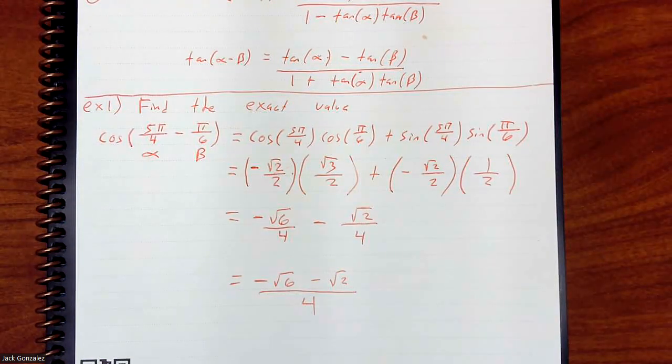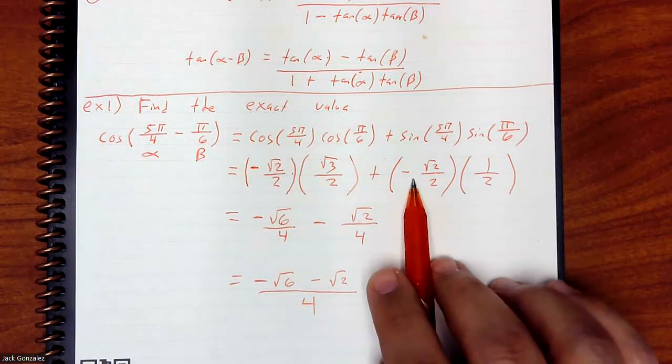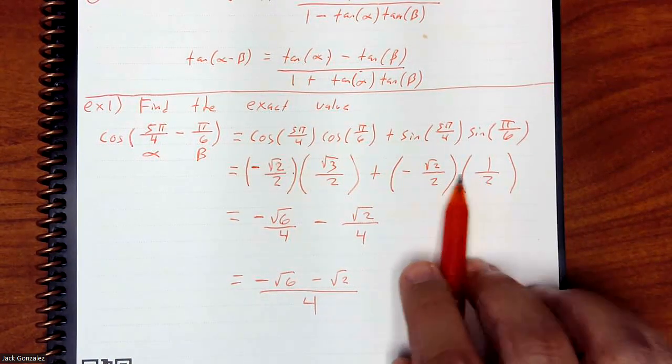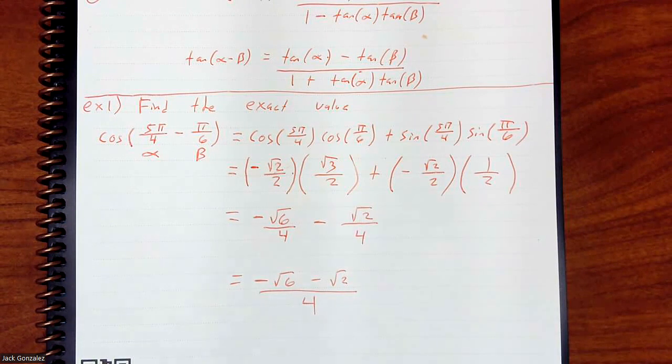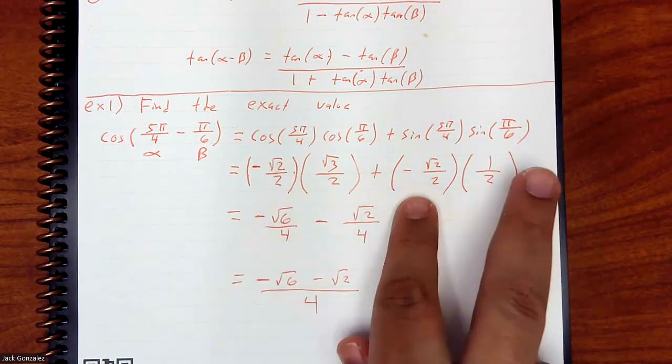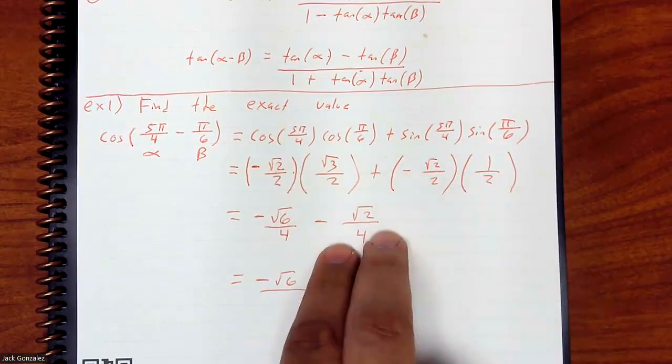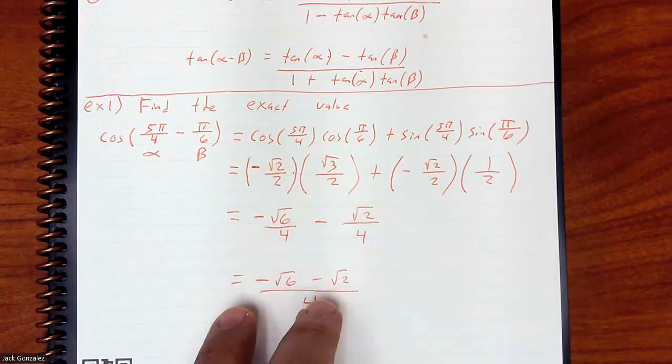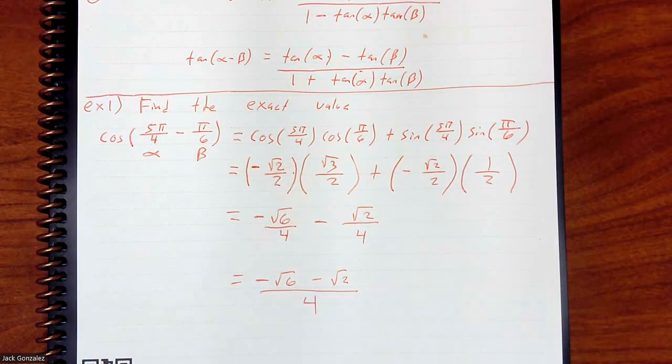How come you change that? Oh, it's negative times positive here, so it's going to be minus. This one is positive times negative, so negative. Negative times positive, negative. Then I just put these together into one fraction. That's all you can do. They don't simplify, but this is the exact answer.